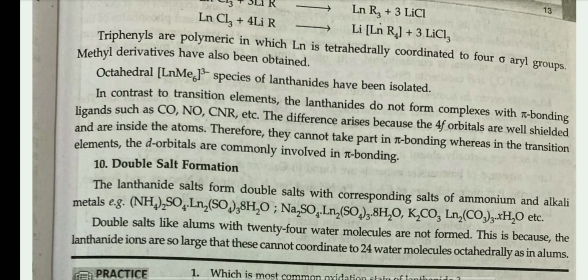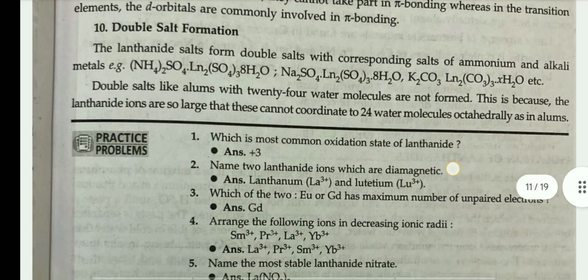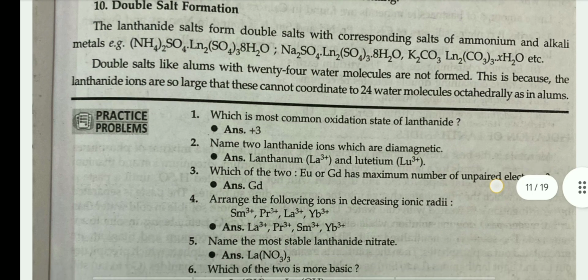Double salt formation. The lanthanoid salts form double salts with the corresponding salts of ammonium and alkali metals. Example: (NH4)2SO4·Ln2(SO4)3·8H2O. Double salts like alum with 24 water molecules are not formed. This is because the lanthanoid ions are so large that they cannot coordinate to 24 water molecules octahedrally as in alums.